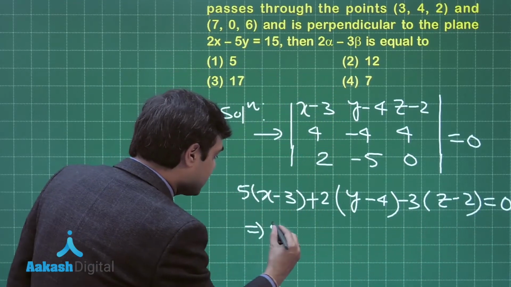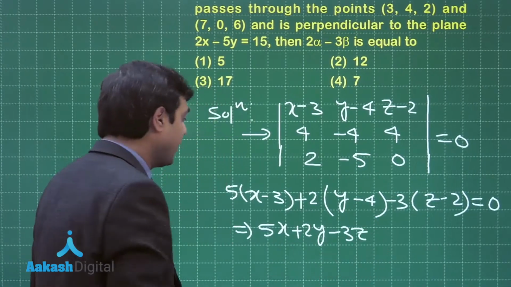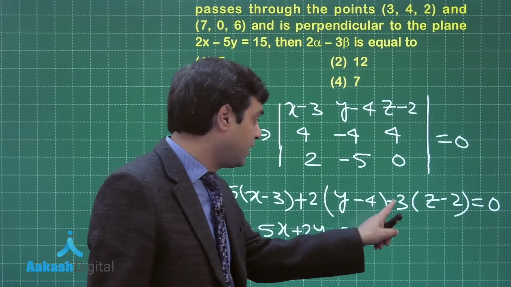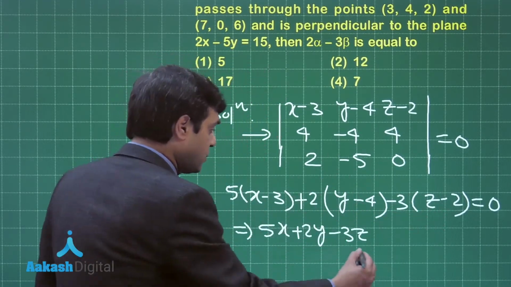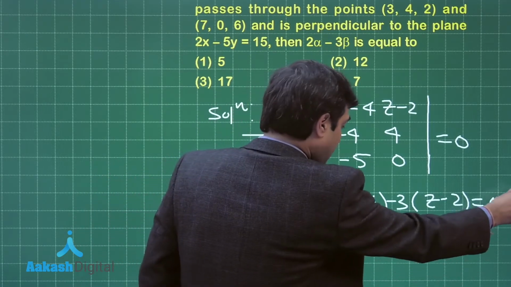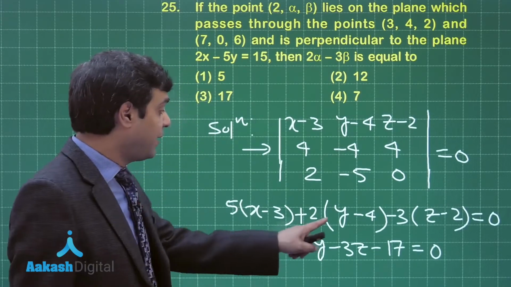Simplifying, your plane is 5x plus 2y minus 3z, and the constant is minus 15 minus 8, that is minus 23, plus 6. So it is minus 17 equals 0. So the required plane is 5x plus 2y minus 3z minus 17 equals 0.